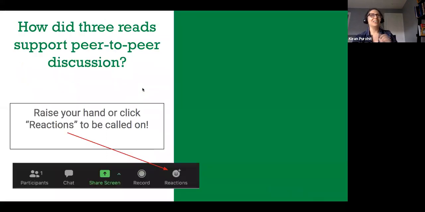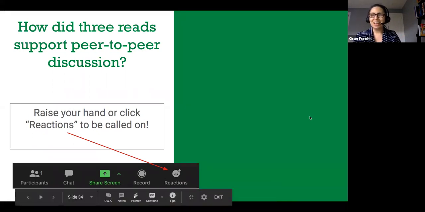Let's move on. All right, so we're going to just pause here for a minute. Everybody engaged in the three reads. That was like a 10-minute activity. How did the three reads support peer-to-peer discussion? So instead of putting your answer in the chat, I'm going to ask that you either raise your hand if you know how to do that, or do a thumbs up or a clapping, or just do something to indicate that you would like to speak. Yes, Krishna.